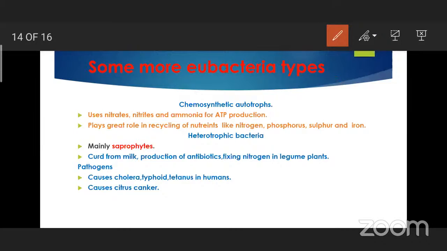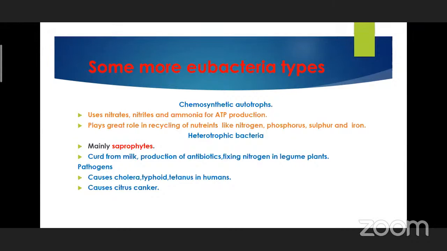But these are also pathogens. Some types of eubacteria are pathogens. They cause disease, particularly in human beings. A wide variety of diseases you can see: cholera, typhoid, tetanus, and in plants also citrus canker. In citrus plants, they are going to cause it.